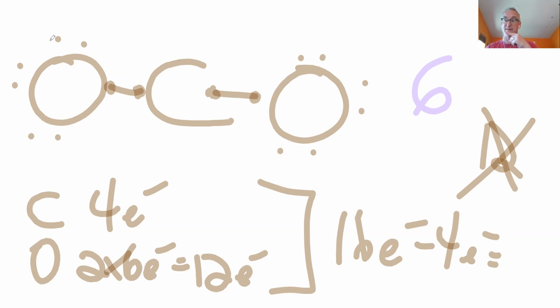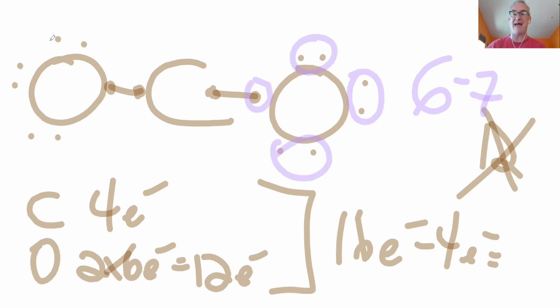It's got 6 electrons in lone pairs, and it's got 1 more from the bond, for a total of 7. So it's got 2, 4, 6, and it can claim that 1 for a total of 7. So its charge is -1. So we have a -1 charge here, and we have a -1 charge here.